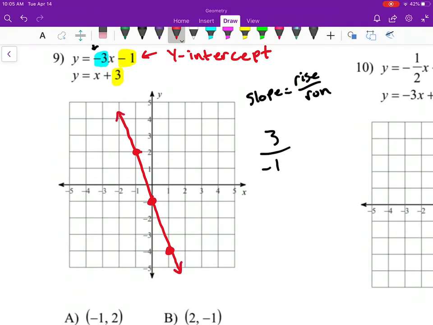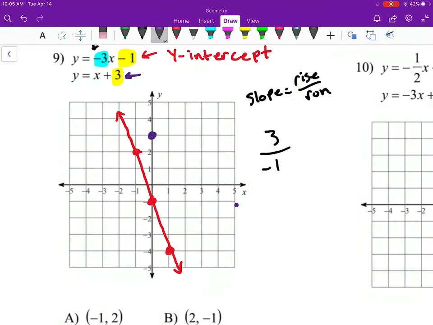Okay, so there's my line. Now I'm going to do the same thing for this other line. Okay, so notice my starting point is positive 3. My y-intercept is positive 3. So on the y-axis, I'm going to go to positive 3, and I'll put a point.